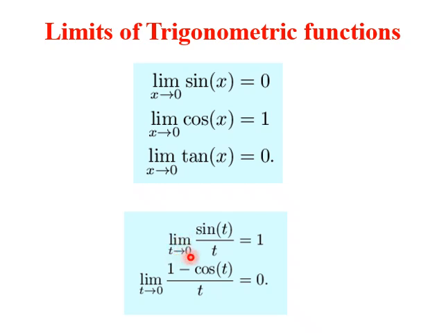The limit as t tends towards 0. We can put x as t also, any variable name we can put. We have put t here; if you are not comfortable, you can put x also. So the limit as t tends towards 0 of sin t by t is equal to 1. Similarly, the limit as t tends towards 0 of (1 minus cos t) by t is equal to 0. This is very important.